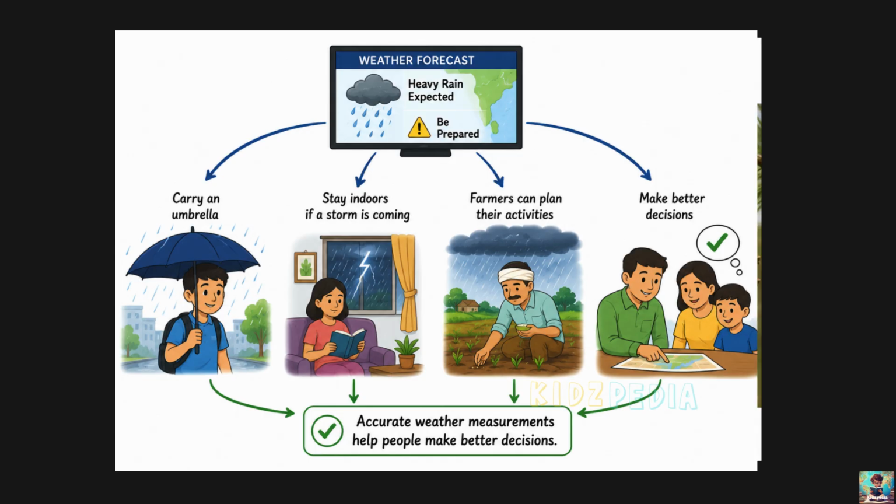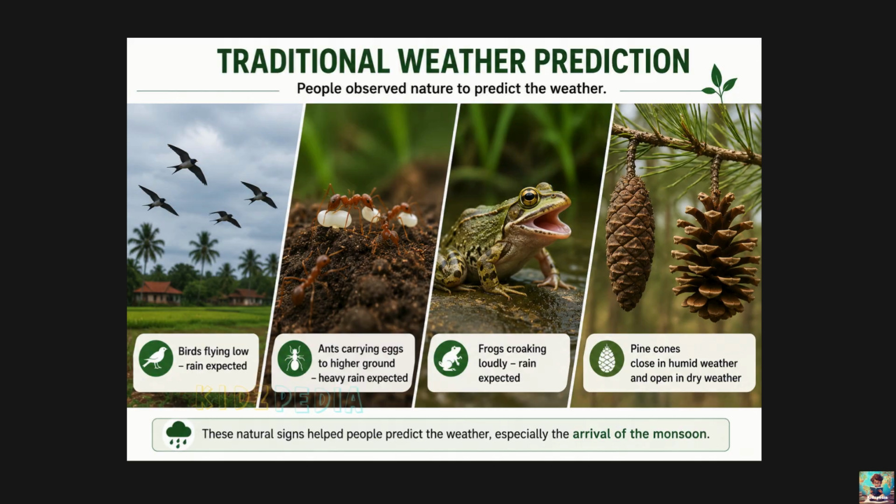And long before modern instruments were invented, people carefully observed nature. They noticed that birds sometimes fly low before rain, ants carry their eggs to safer places, squirrels gather nuts, frogs croak loudly, and pine cones open and close depending on humidity. By observing these natural signs, people predicted changes in weather. Even today, in many parts of India, traditional methods are still used, especially to predict the arrival of the monsoon. This knowledge has been passed from one generation to the next.